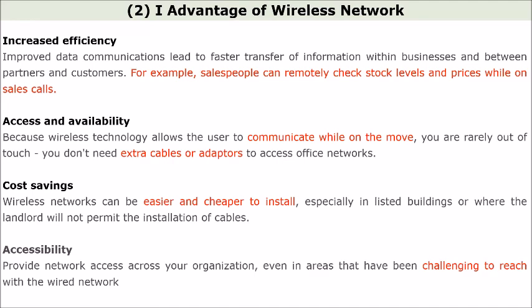Right? But if you are going to do a wireless network, in that case, there is no need to do any damage to your buildings. Therefore, again we can say cost saving and easier to install. Then another advantage mentioned here, accessibility. Accessibility here explains provide network access across your organization, even in areas that have been challenging to reach with the wired network. Right? There are some places that may be challenging.